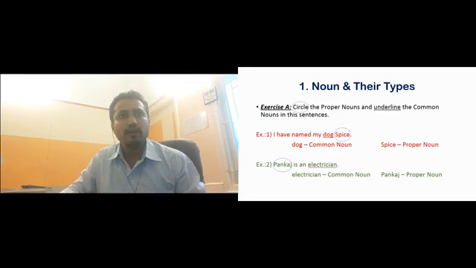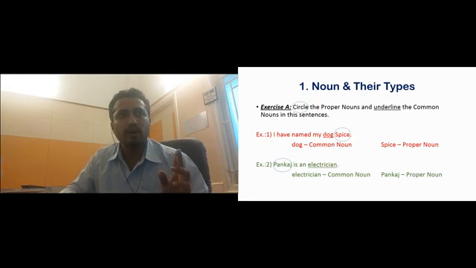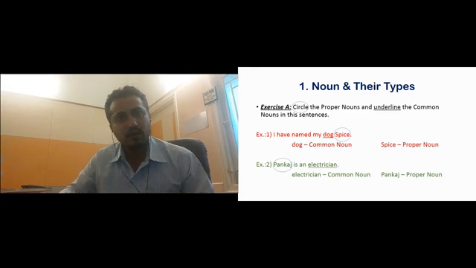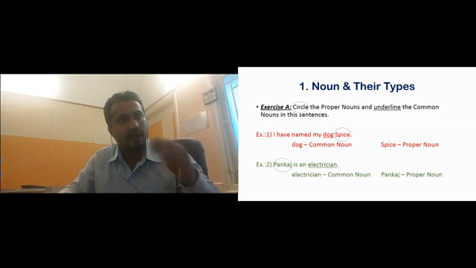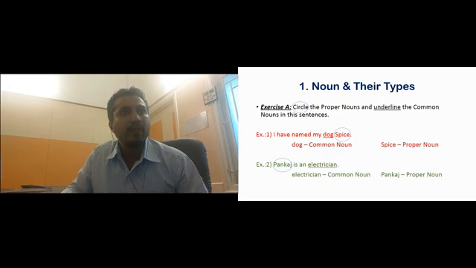Now in noun and their types, the first exercise's heading reads, circle the proper nouns and underline the common nouns in the sentences, right? Okay, so look at the first example. The first example is already done in the textbook and the second is not done, but I have also done the second one so that you can get a bit more examples and then you can solve the rest. Okay, the first example says, I have named my dog Spice.